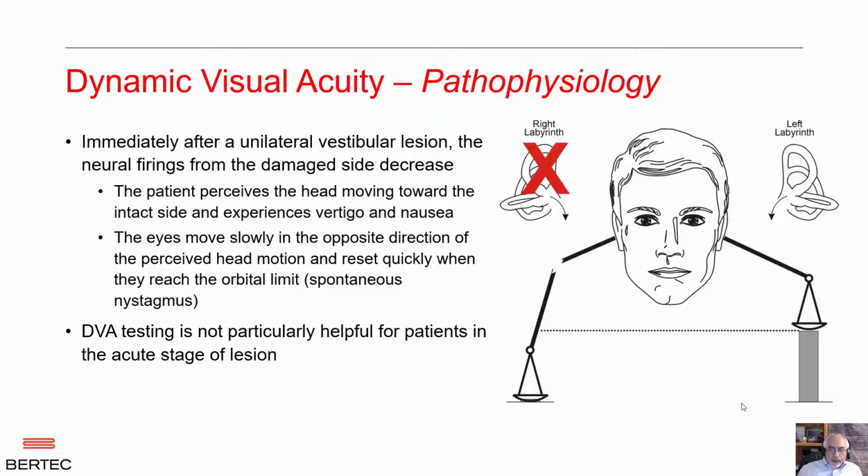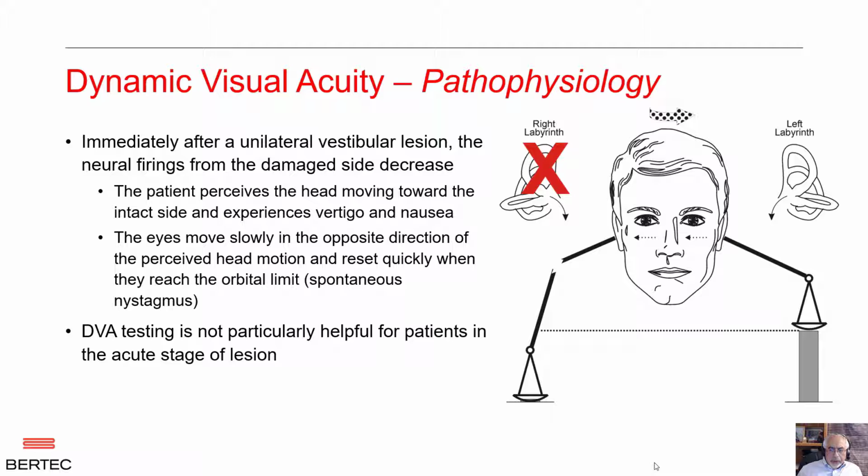When there is damage to one of the vestibular systems or its neural pathways, immediately after that unilateral loss, the neural firings from the damaged side decrease and the patient perceives the head moving toward the intact side. But because this motion is not real, a sensory conflict arises mainly between the visual and vestibular cues, and the patient experiences vertigo and other associated autonomic symptoms like nausea.